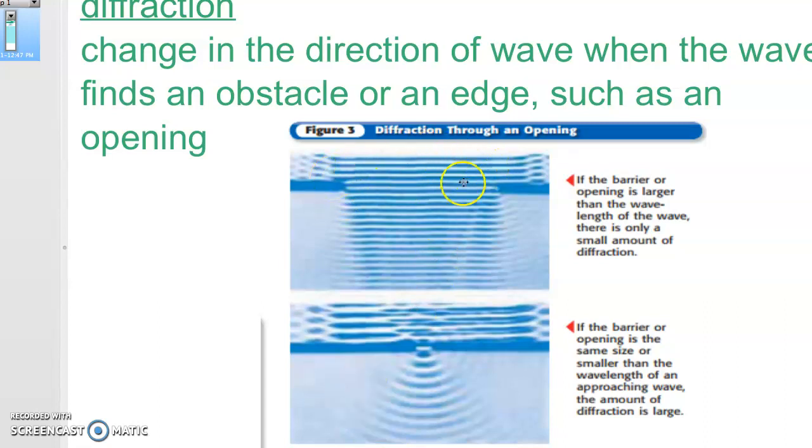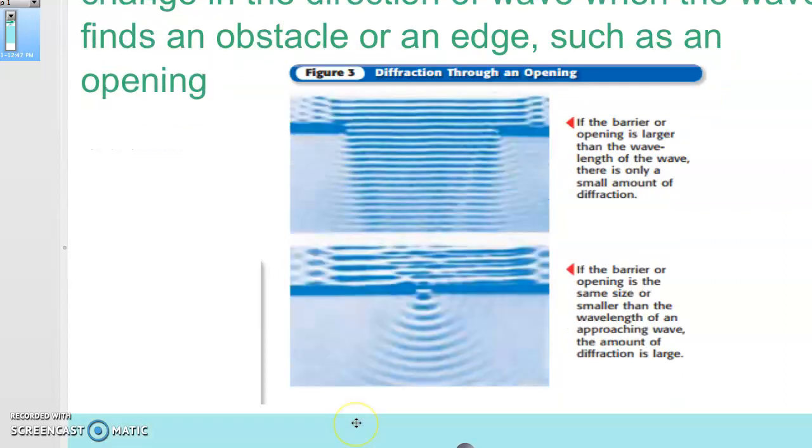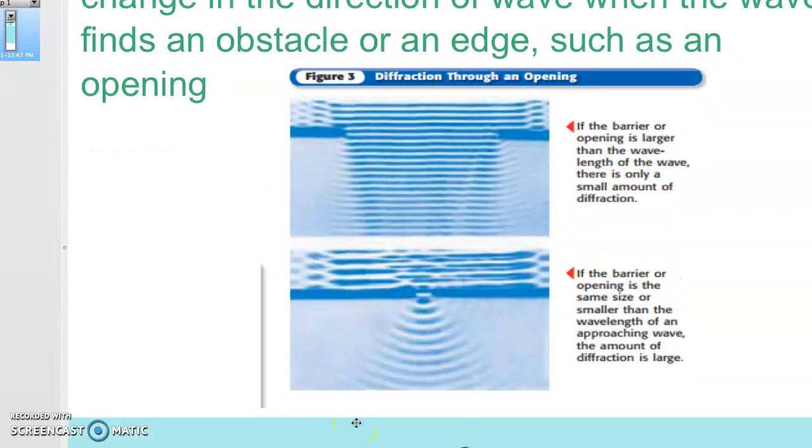So the opening is large, and then here's the area. And then in the second picture here, if the barrier opening is the same size or smaller than the wavelength of the approaching wave, the amount of diffraction is larger. So you can see it kind of going out here. So that's your example there. So take a look at those and kind of study them.